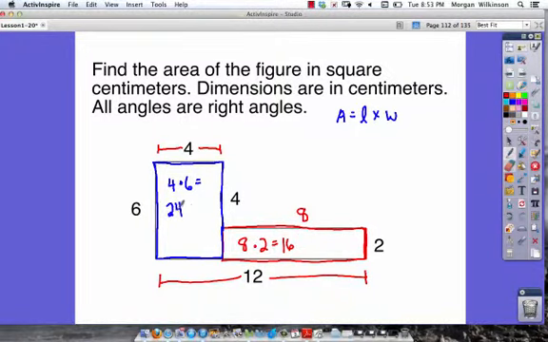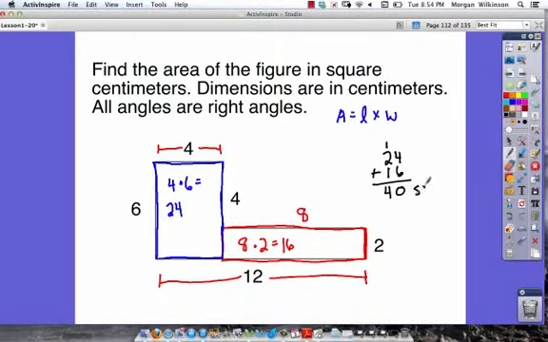Alright, we've got our blue area, we've got our red area. We're going to add them together. We're going to get 24 plus 16. Well, 6 plus 4 is 10, so we get 0 and carry our 1. 1 plus 2 is 3, and 1 plus 1 more is 4. We get 40. Now in this problem, it says find the area in square centimeters.